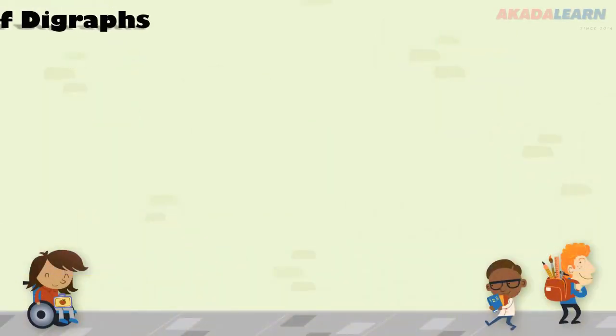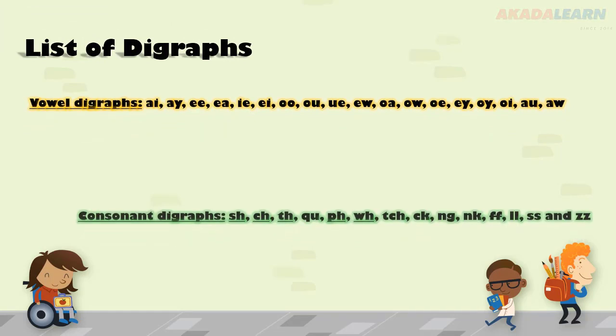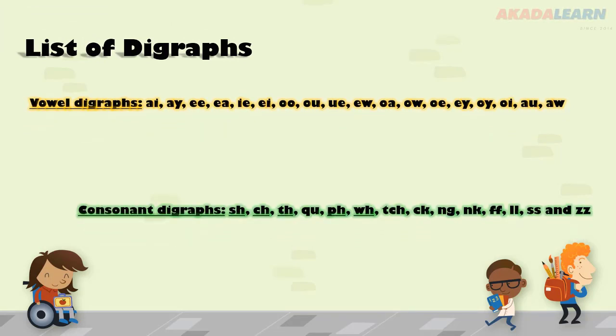Alright, we have two main types of digraphs. We have the vowel digraphs, we have the consonant digraphs. These are the lists of digraphs, okay? And don't worry, they may look like a lot, but they're very, very simple, okay? And all you need to learn is just how they sound. So we're focusing on just the vowel digraphs.